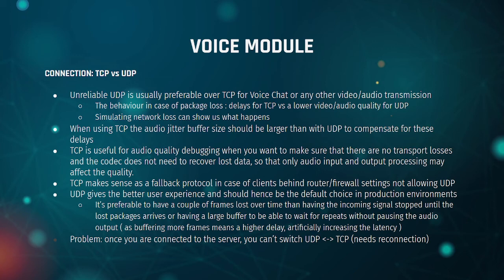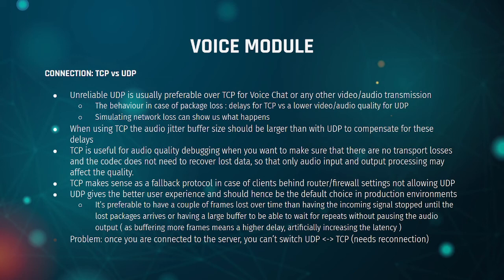So TCP is useful for audio quality debugging when you want to make sure that there are no transport losses and the codec does not need to recover that data, so that only audio input and output processing may affect the quality. TCP makes sense as a fallback protocol in the case of clients behind router or firewall settings not allowing UDP.